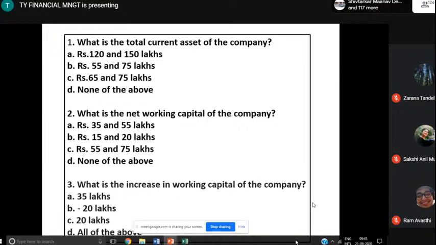Next, what is the increase in working capital of the company? 35 lakhs, minus 20 lakhs, plus 20 lakhs, all of the above, or none of the above. Whichever way you write, no problem. Done? Say yes, no? No, sir. Yes, sir. Finish it off fast.